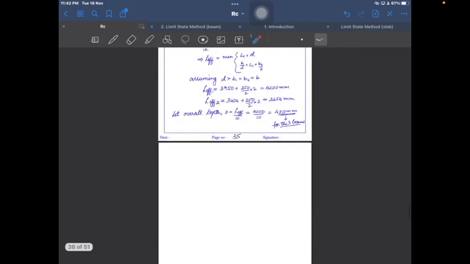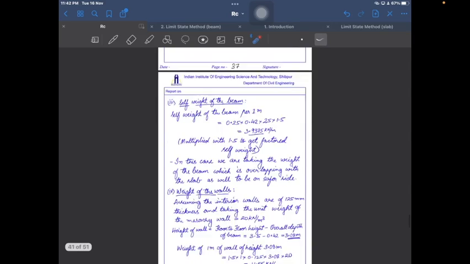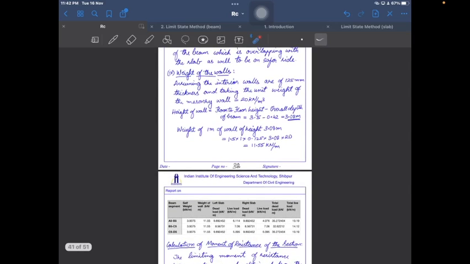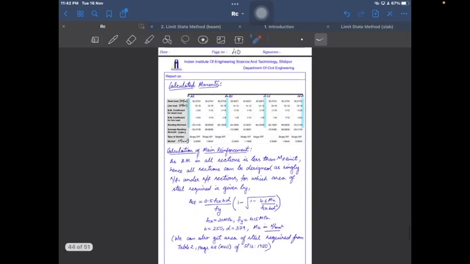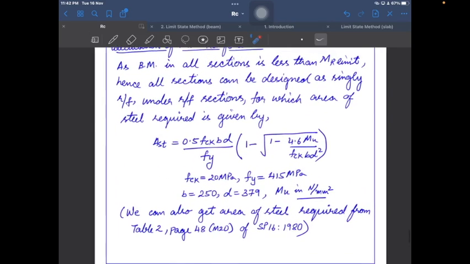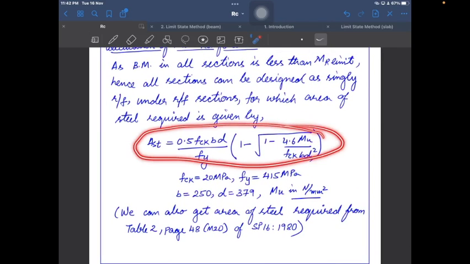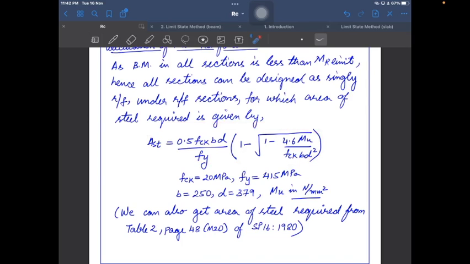One more change I have made is that instead of using SP16 to calculate my main rebars, I have used this formula. This formula I have discussed in the slab AST 0.5. This formula is nothing but I just did C equals T and got XU and substituted that XU value in the moment of resistance formula, and after solving that quadratic, I've got AST as this.